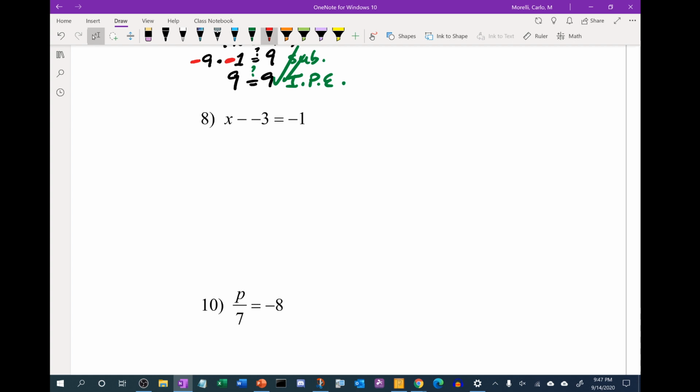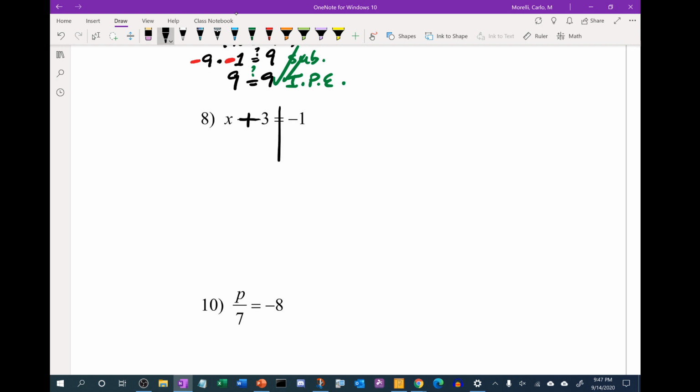Now on number 8 here, I gave most class periods this heads up. You got x minus negative 3. I would just join these together as a big plus, because you have two negatives together like that. Think about this: x minus negative 3. Man, that's just begging to be turned into a plus sign, okay?